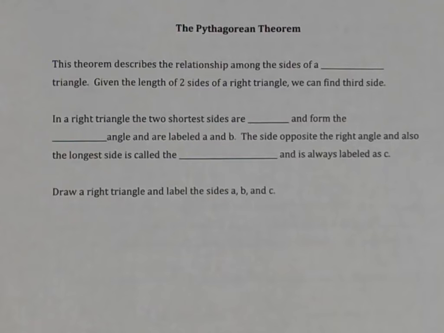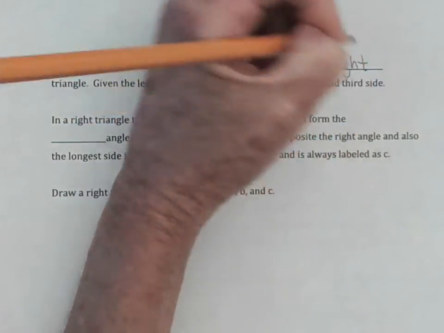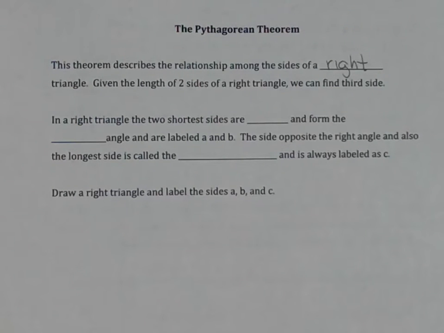Video on the Pythagorean Theorem. This theorem describes the relationship amongst the sides of a right triangle. And if you're given two lengths of the right triangle, you can always find the length of the third side.